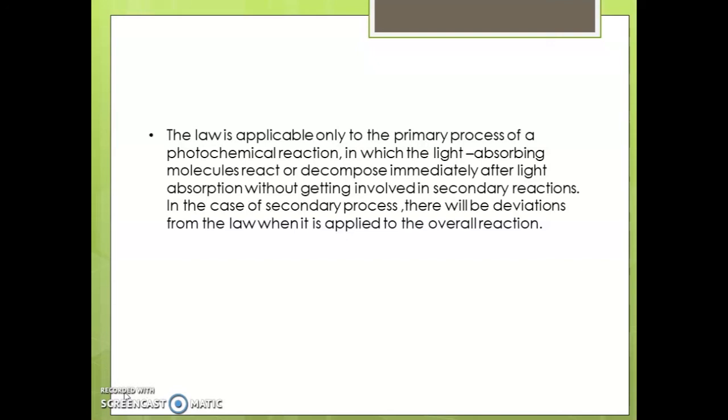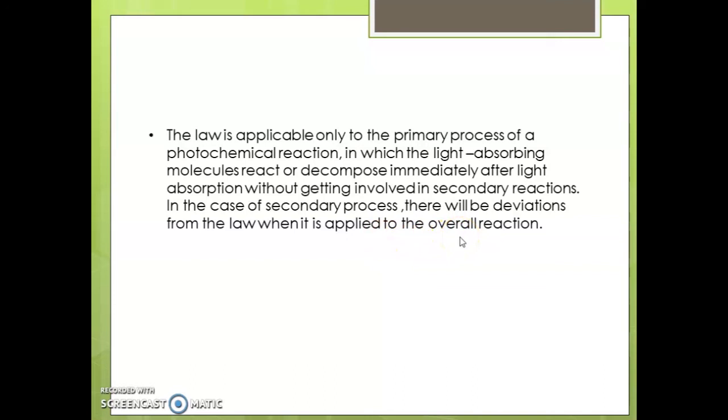But what about secondary processes? The secondary processes which occur without light absorption are beyond the concern of this law. This law states that for a molecule to undergo photochemical change, the molecule must absorb one photon. Hence this law is restricted only to the primary process, and for a secondary reaction there will be a deviation from the law when it is applied to the overall reaction.